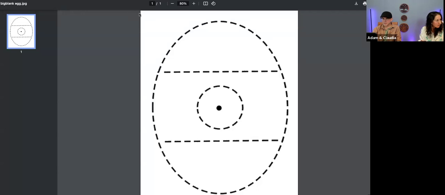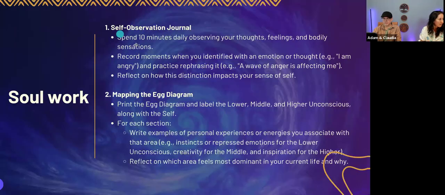Yeah. And then the most important part of this, and this is kind of an invitation for you to be with right now, is to see which area feels most dominant in your life and why. So come prepared to answer this question. When we come back after the break, we would like to see your findings in regards to where you're operating from. Which side is more dominant, and why.